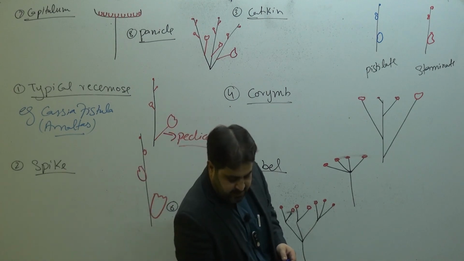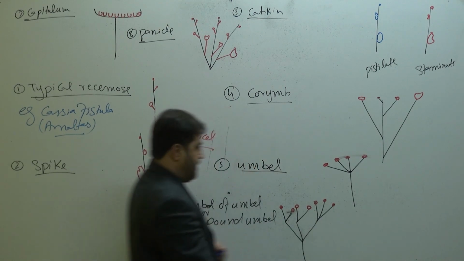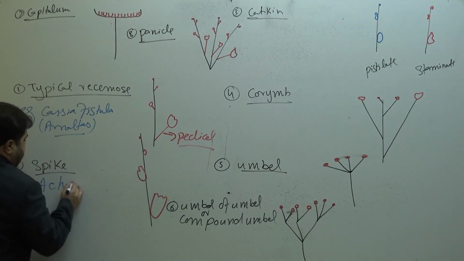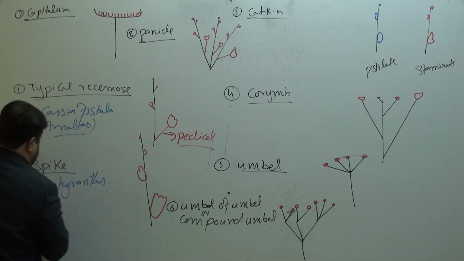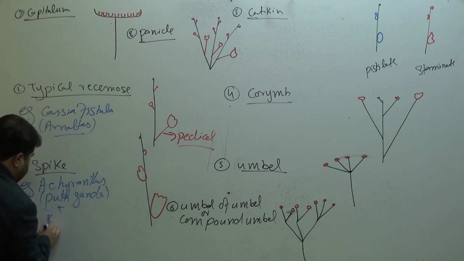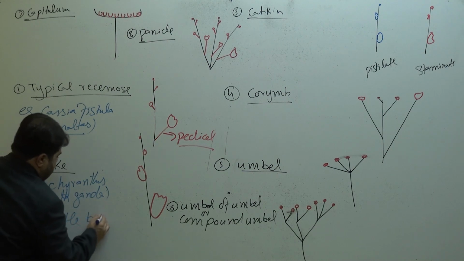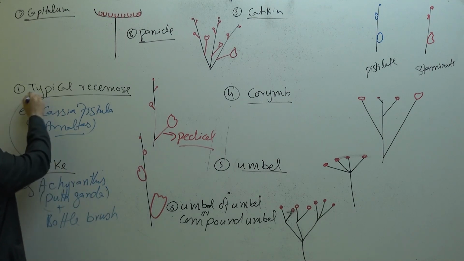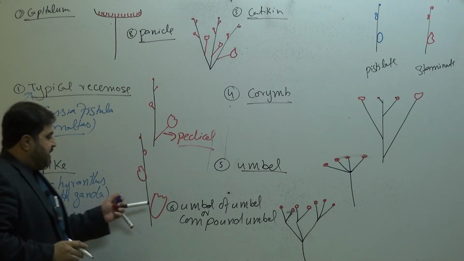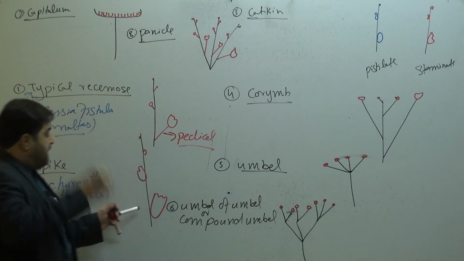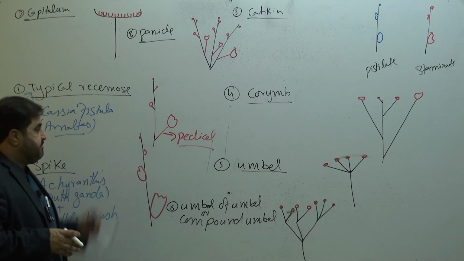In the case of spike, the example is Acalypha, also called Putganda, or the bottle brush. Bottle brush or Acalypha looks like a typical racemose, but the flowers are without pedicels, so these are considered to be sessile.